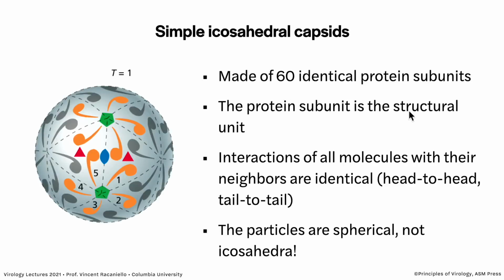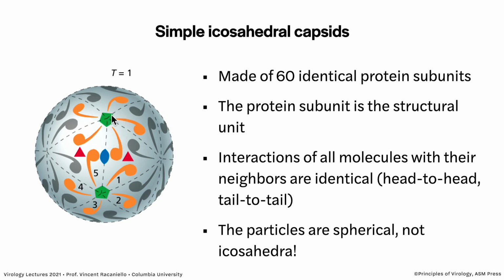The protein subunit is the structural unit. Remember, subunit is the protein chain, and the structural unit is what you build the particle from. And in this case, for these simple capsids, they're the same. But as we get bigger, they're not always the same. The structural unit is made up of more than one protein subunit. And in these particles, interactions of all molecules with their neighbors are identical. So we don't need to put identical in quotes for these small particles. They're all identical. They're either head-to-head or tail-to-tail. And in this illustration, you can see 5 orange commas.